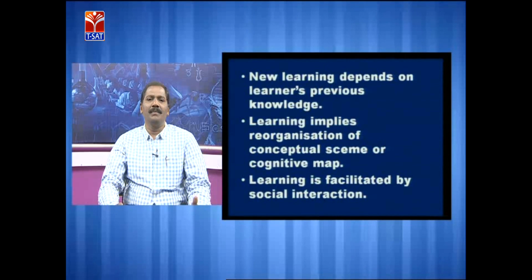Learning is facilitated by social interaction. Learning cannot happen in isolation. Learning cannot happen individually. It happens only through social interaction. For example, let us take a farmer. A farmer who has never gone to any school can cultivate, can produce and carry out so many agricultural operations.